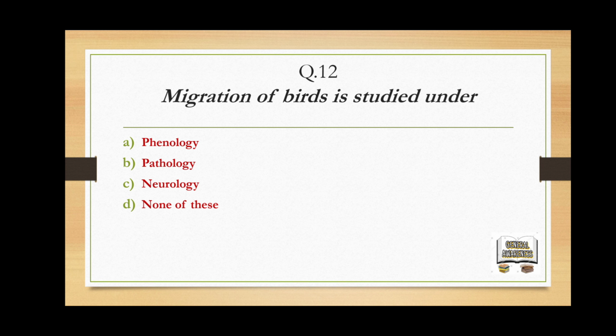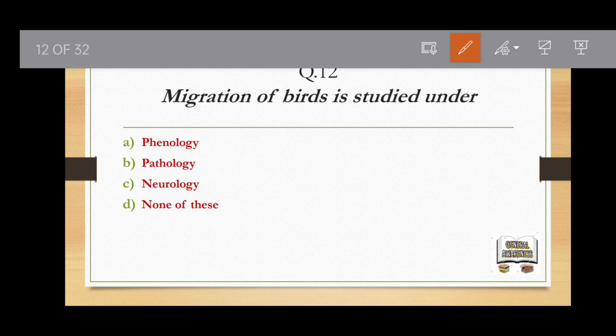Next question. Migration of birds is studied under option A phenology, option B pathology, option C neurology, option D none of these. The correct answer is option A phenology.